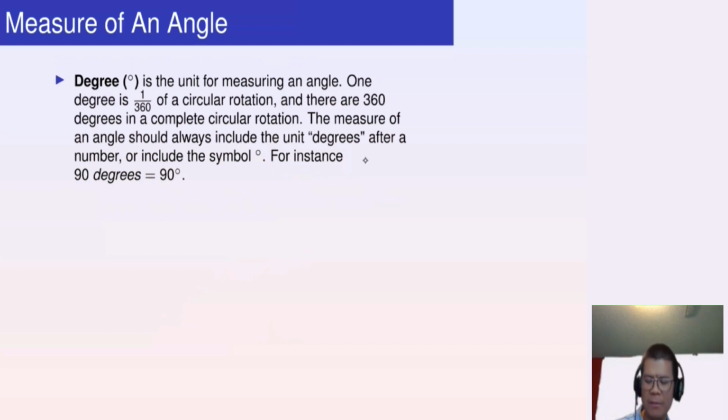I believe many of us may have come across this concept. The degree notation is just a small circle as a superscript. It is a unit for measuring an angle. One degree is 1/360 of a circular rotation. In other words, there are 360 degrees in a complete circular rotation.